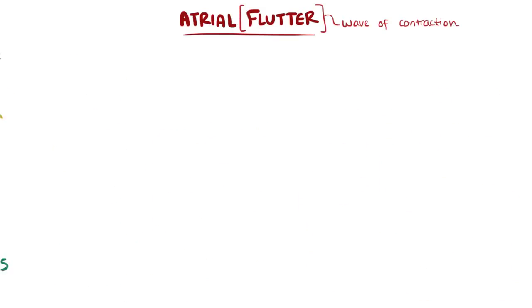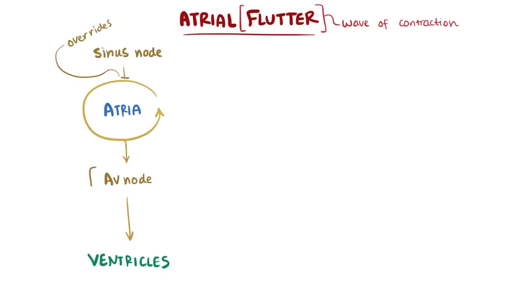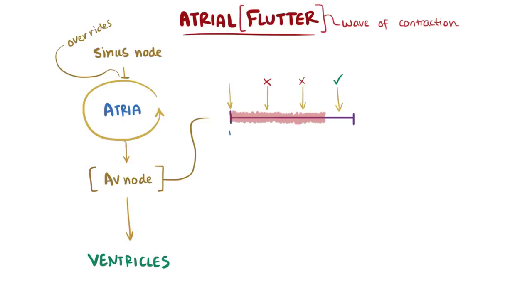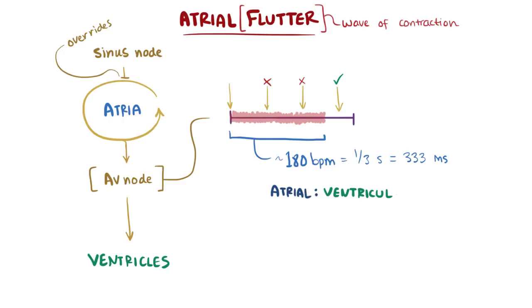In order for the ventricles to contract though, that signal needs to move down through the AV node. Luckily, the AV node has a relatively long refractory period, meaning it can't conduct every single impulse being sent from the atria, and typically maxes out around 180 beats per minute, meaning it has to wait a minimum of about 1/3 of a second, or 333 milliseconds, until it can relay another signal. So if the atrial rate's higher than 180 beats per minute, you'll end up only getting a ratio of atrial beats to ventricular beats, like 2-to-1 or 3-to-1 in this case.